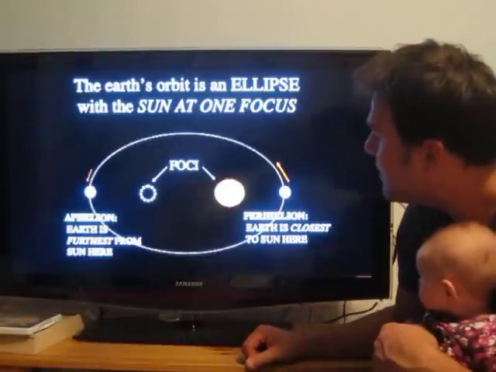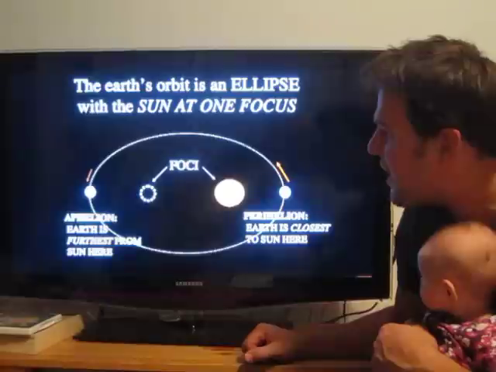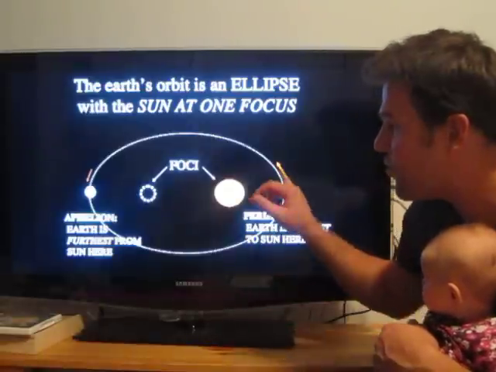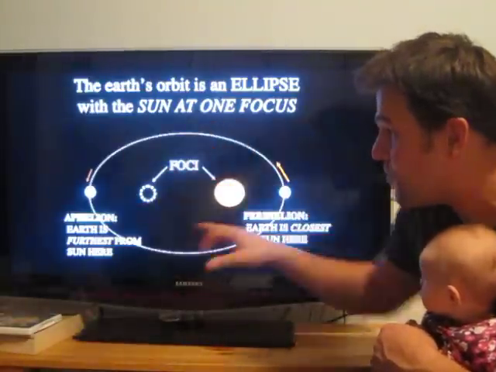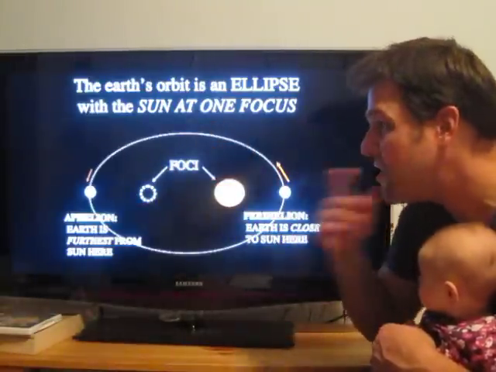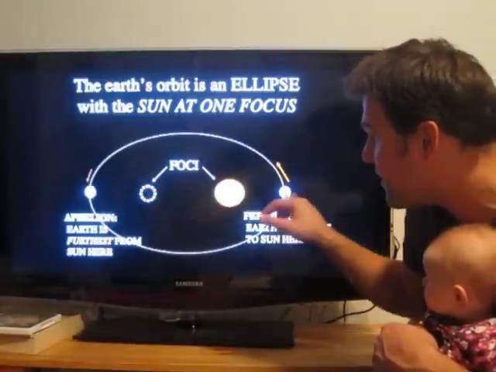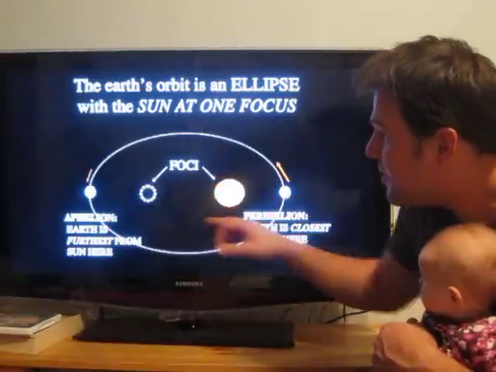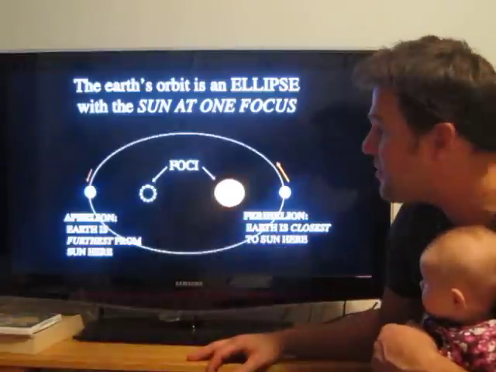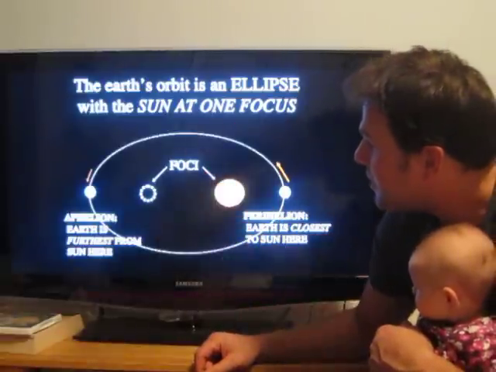Okay, so a couple of important things happen differently to the Earth when it's at these different positions. These are the extreme positions, you know, apart from the Sun and close to the Sun, but there are constant changes that are happening to the Earth as it goes around.